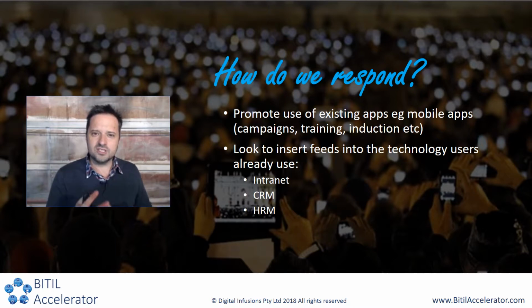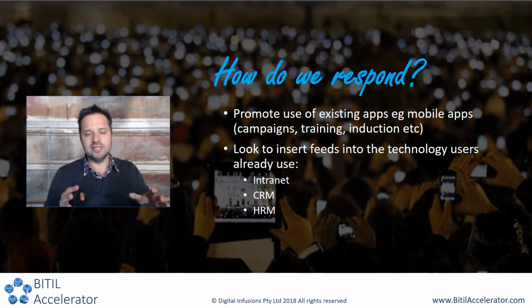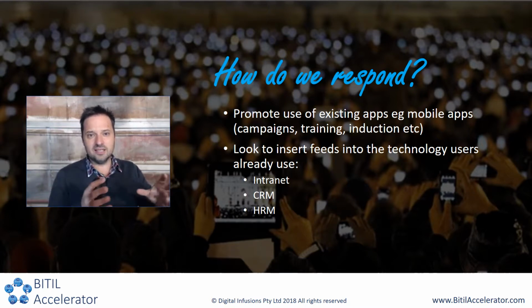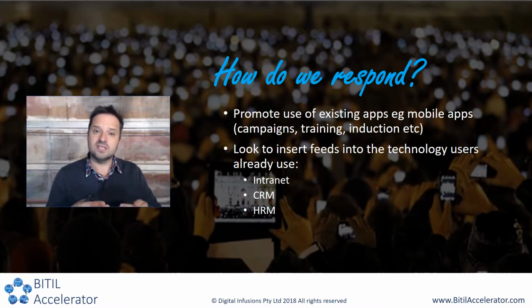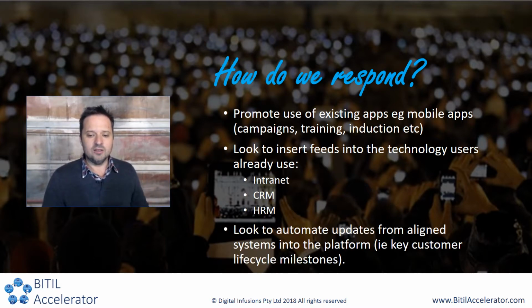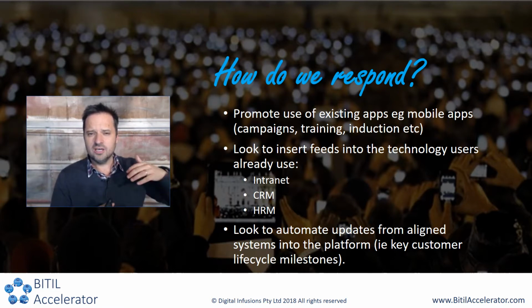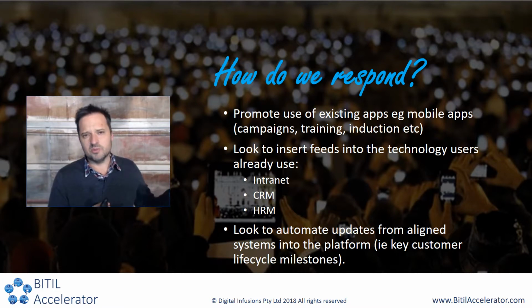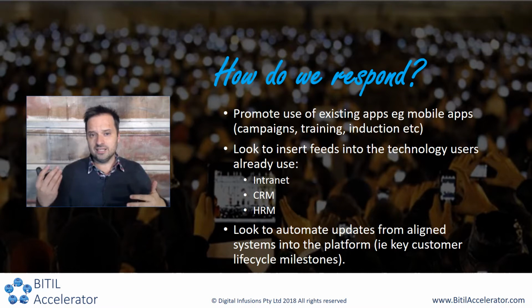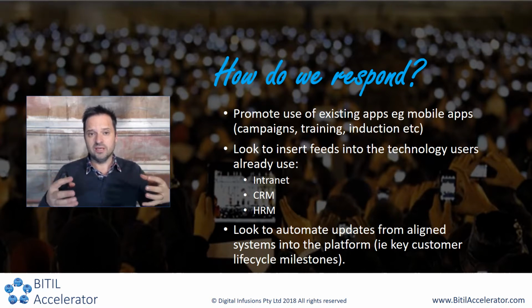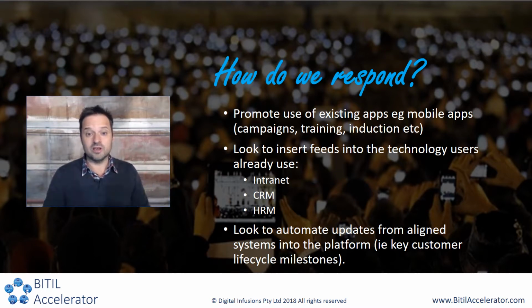So it could be the intranet, CRM, those sorts of things. Now in doing that, have a look at the audiences that access those tools and go for the ones that have the biggest audiences. And look to automate updates from aligned systems as well. So if you've got particularly things around customer milestones, if there's an event that occurs in one system, pulling that into your enterprise social network can actually let people across the entire customer management spectrum, from the sales to the project to the whatever it is, to finance, know what's going on.